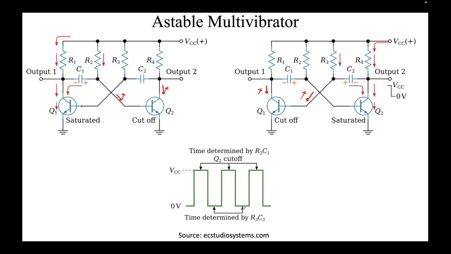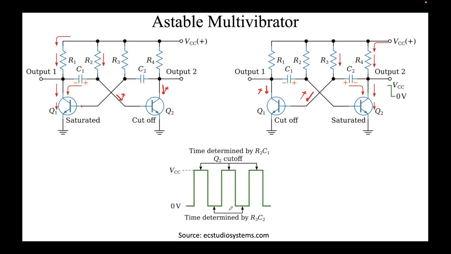You can see how these time constants are being determined. This rise, these constants, are being determined by these. So this is the charging time: R1 times C2 is written here. And the low time here in output 2 is determined by R3 times C2, which is determined here. So that's the working principle of an astable multivibrator, right?